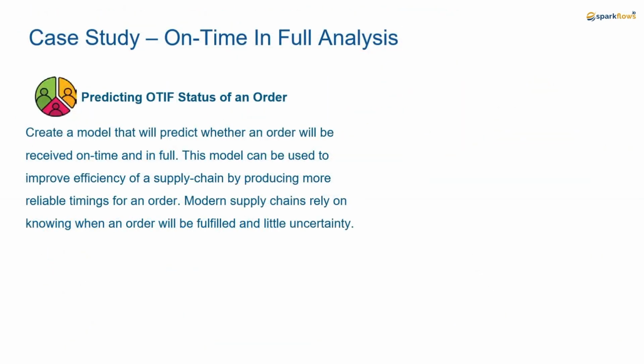For this case study on on-time in-full analysis, we want to create a model that will predict whether an order will be received on time and in full. This model can be used to improve the efficiency of a supply chain by producing more reliable timings for an order. Modern supply chains rely on knowing when an order will be fulfilled with as little uncertainty as possible. While all suppliers will always say that your order will be fulfilled on time, this is often not true, and it is important to know when this is not true to ensure a smooth and consistent supply chain.